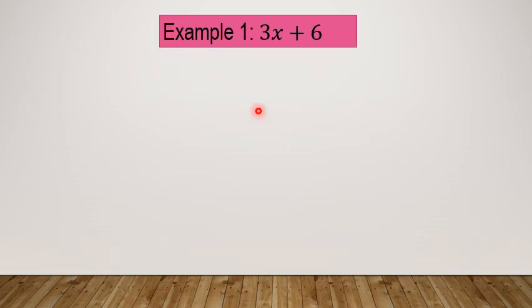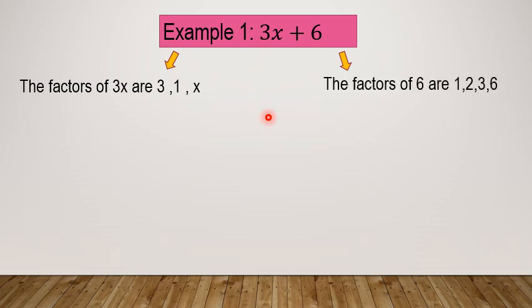So example number 1: 3x plus 6. How many terms? 1, 2. Okay. Sa libro, ang ginagawa natin ay eto. The factors of 3x are 3 and x. Hanapin natin yung factor ni 6: ang factors ni 6 ay 1, 2, 3, 6. Ngayon, hanapin natin si GCF.